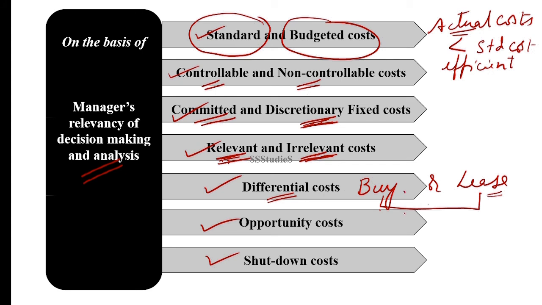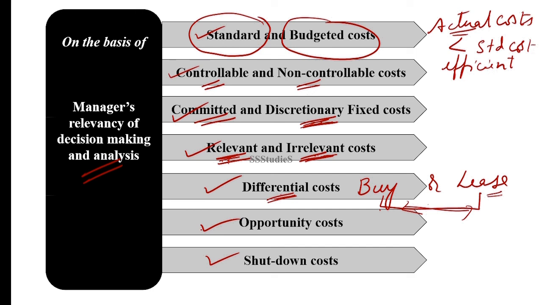So what is the cost involved in buying and what is the cost involved in leasing? You make a comparison. That is how the buying costs are different from that of leasing costs. This difference, what we look into, is called as differential cost. So you make a comparison and then find the difference between these two options. That cost is what is called as differential cost.